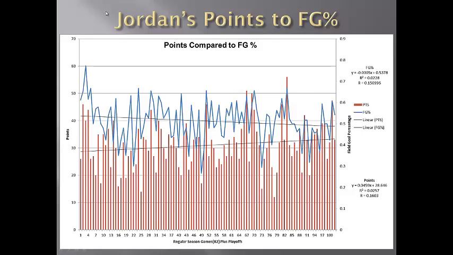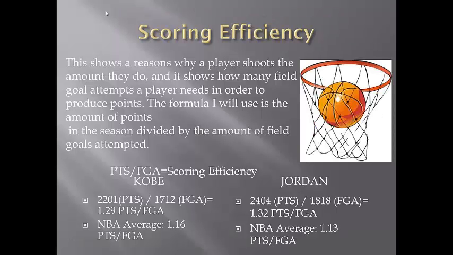Whereas his points increased throughout the year, which is great. He went above 30, and that's perfect. He contributed to his team. Scoring efficiency. This shows reasons why a player shoots the amount they do. It shows how many field goal attempts a player needs in order to produce points. The formula I will use is the amount of points in the season divided by the amount of field goal attempts. So as you can see, it's PTS divided by FGA equals scoring efficiency.